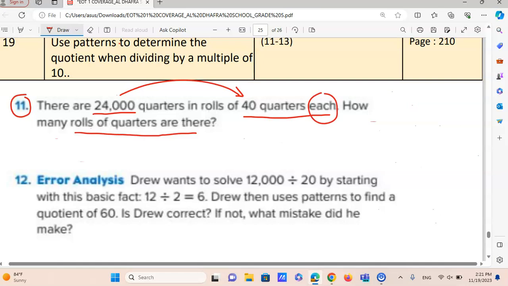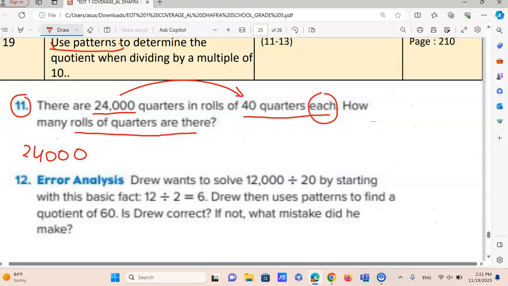We have two ways. The simple way we learned in the class, and using the patterns. Let us start with the easier way.